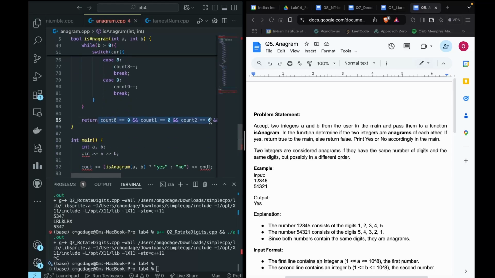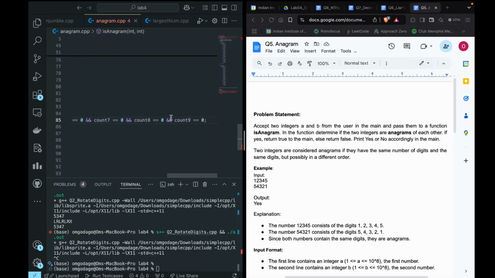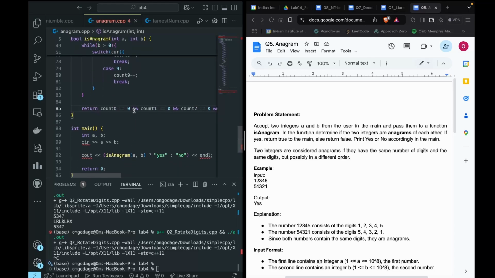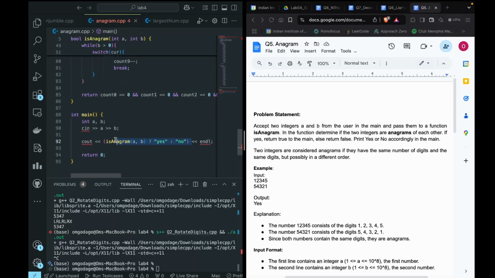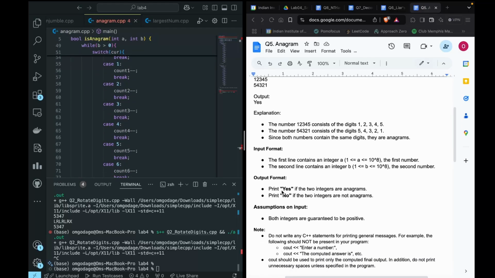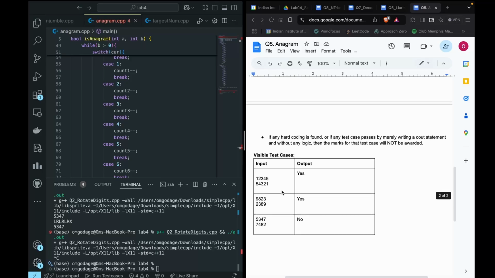So if all of these variables at the end are 0, if count 0 to count 9 are all 0, then they are anagrams, otherwise they are not anagrams. If this is negative or if this is positive, then they are not anagrams. So yeah, that was one way of solving this question. The other is to calculate sum and products, as I told you. Okay, that was it for this question.